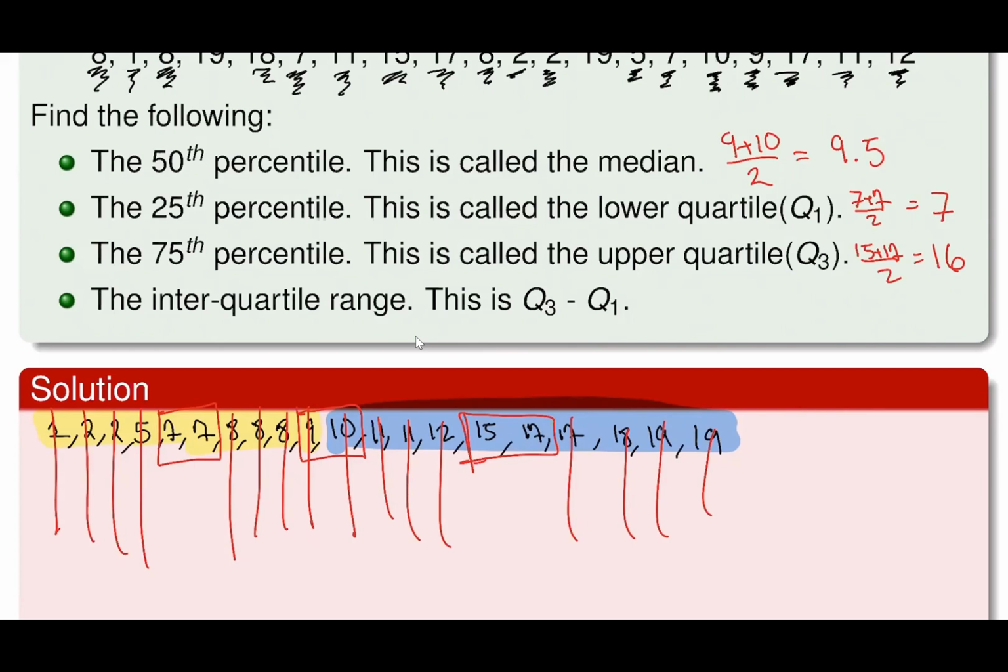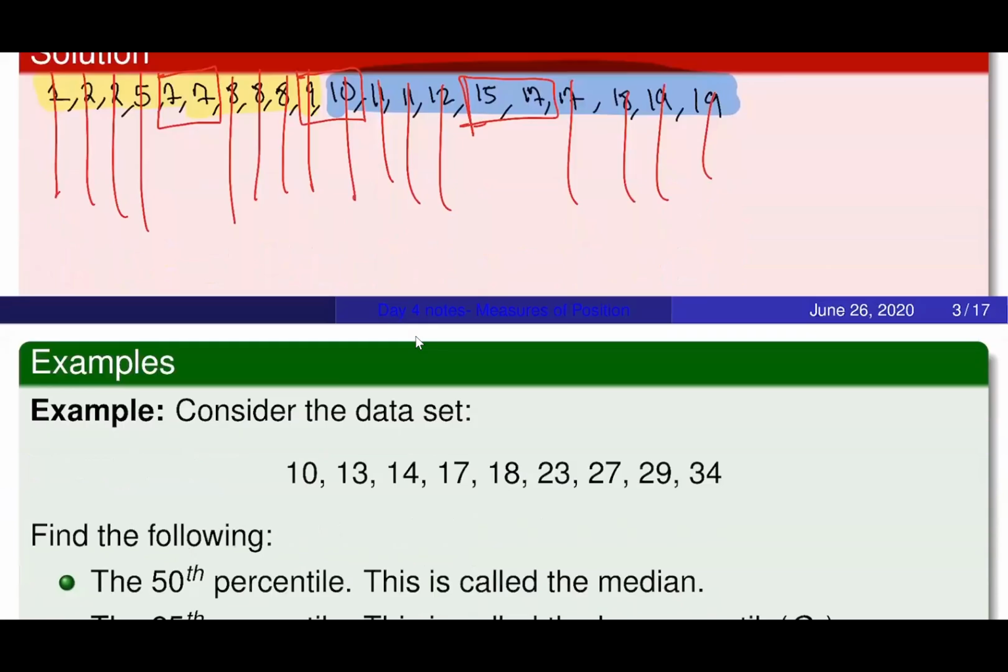All right, lastly, we're gonna do the interquartile range. All you have to do is get Q3 and subtract Q1 from it. Q3 is 16 and Q1 is 7, so 16 minus 7 gives you 9. So IQR is equal to 9, and we're all done with this problem. Any question in regards to how I got anything in this problem? All right, let's go on to the next problem.